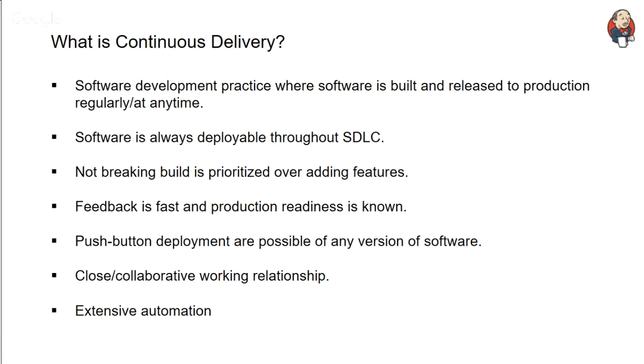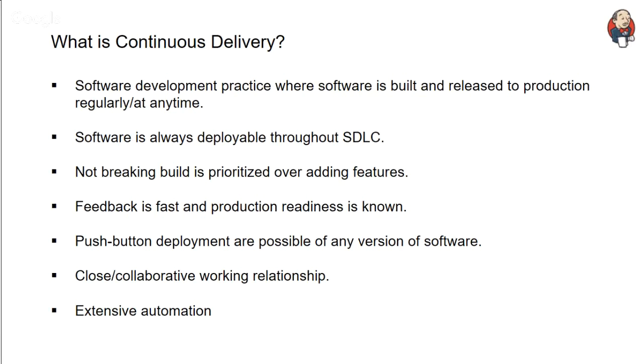Not breaking the build should be prioritized over adding features. I told that earlier. If there is a broken build and you're trying to work on other features, that is not right. You need to first prioritize your build failure, fix it, and move on to the next feature. And next is feedback is fast and production readiness is high. Why it's recommended: if something is failing in my code, I'll know it at an early stage, and I'm always ready for production deployment. And next, push button deployments are possible for any version of the software.